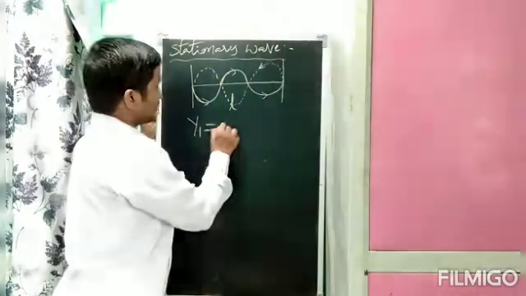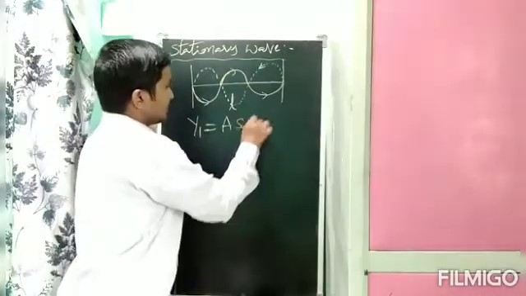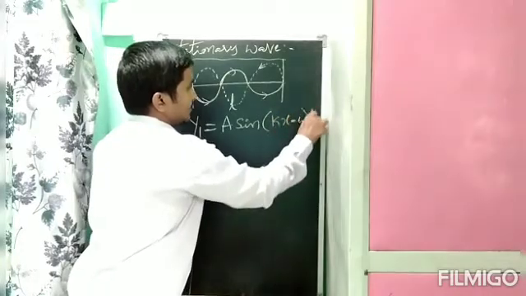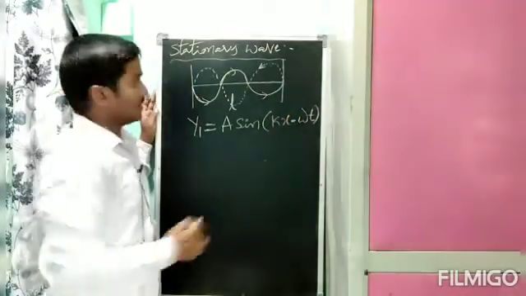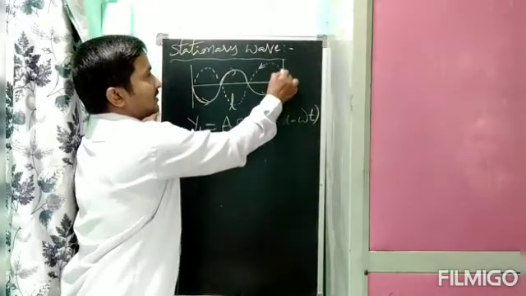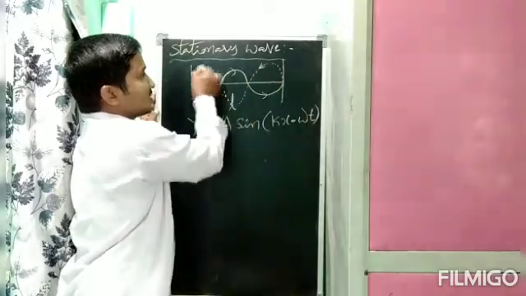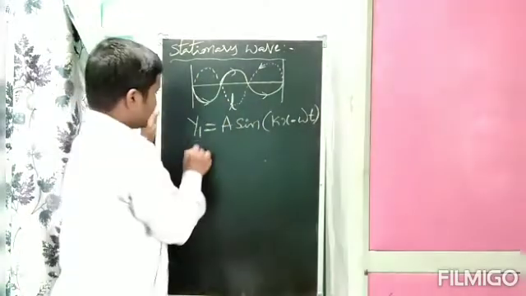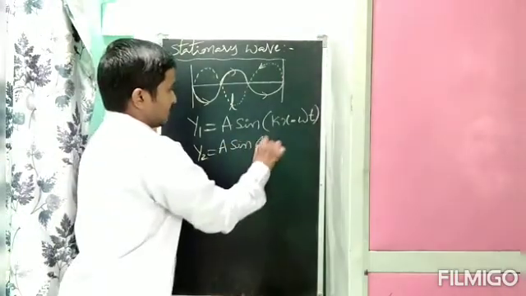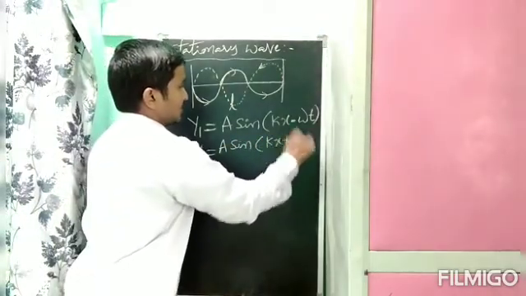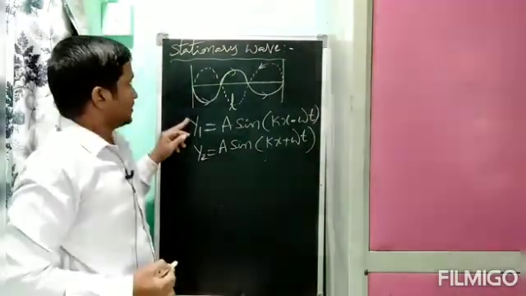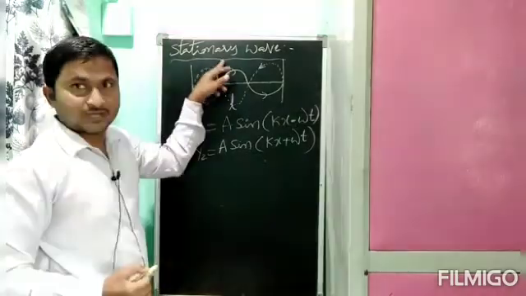Then the wave equation is y1 = a sin(kx − ωt). And this is the reflected wave. Here the wave starts with the crest and moves towards the negative x direction. Then its wave equation is given by y2 = a sin(kx + ωt). Here these two waves undergo superposition.